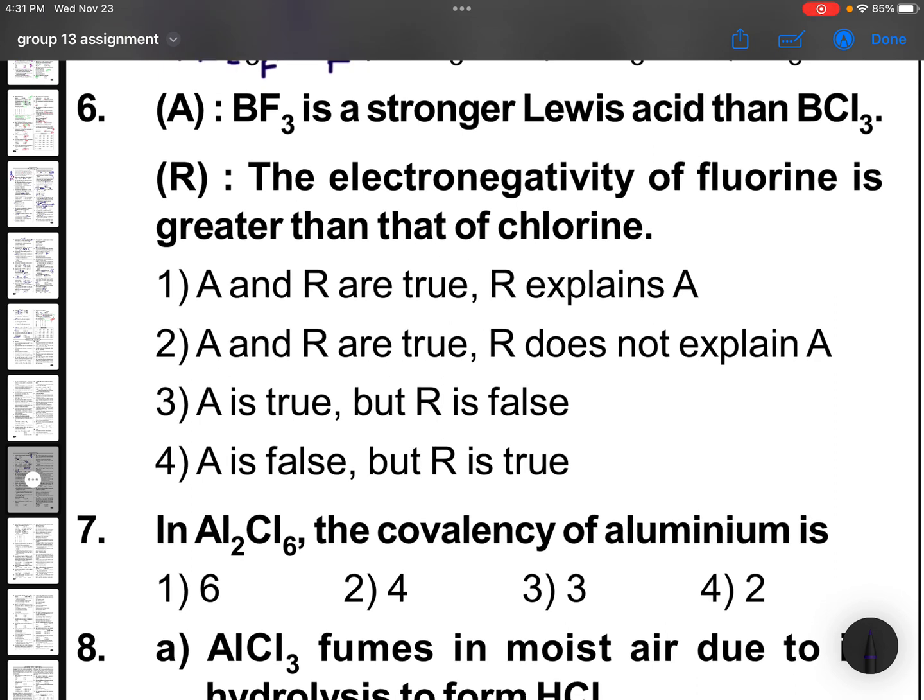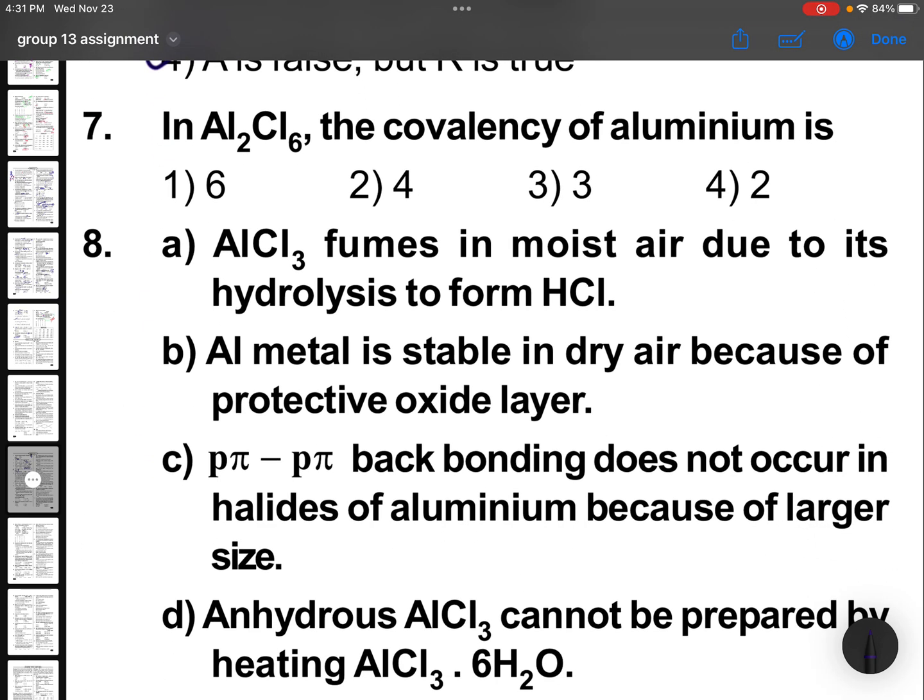BF3 is a stronger Lewis acid than BCl3: wrong statement, incorrect statement. The electronegativity of fluorine is greater than chlorine, this is the right statement. In Al2Cl6, the covalency of aluminium is, as I just told you, in the structure each aluminium has 4 bonds, chlorine with one more. Each aluminium with 4 bonds.